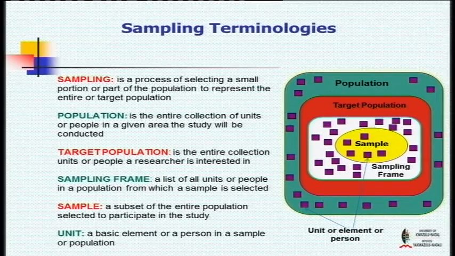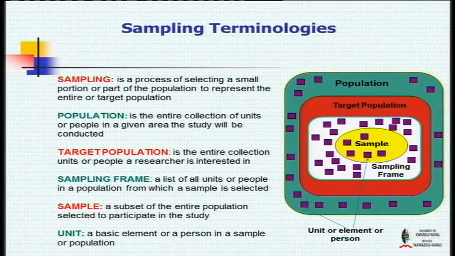What is sampling? Sampling is a process of selecting a small portion or part of the population to represent the entire target or entire population. So when you engage in that process of selecting a group of people or units from which data is going to be collected, you are sampling the population.